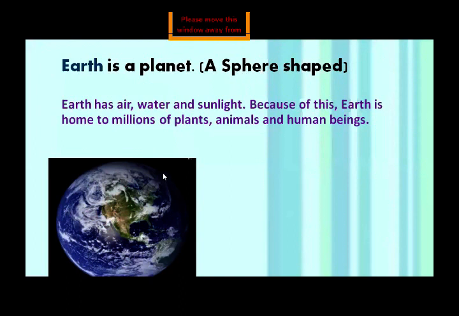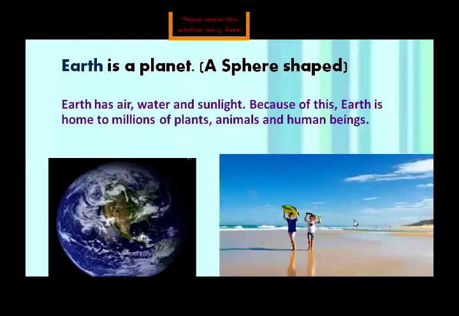Sphere means it is round like a ball. Earth is a planet and it has a sphere shape. Sphere shape means round like a ball, and Earth has air, water, and sunlight. Because of the sunlight, air, and water, Earth is home to millions of plants, animals, and human beings.